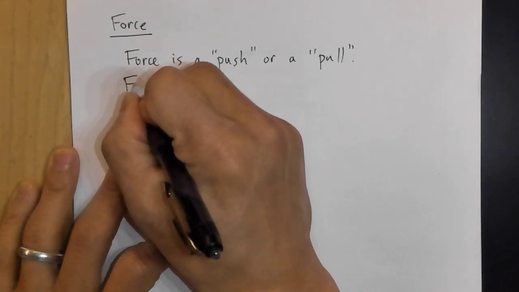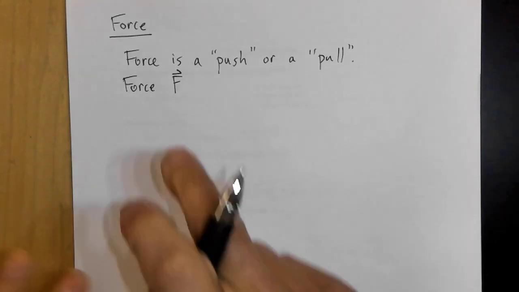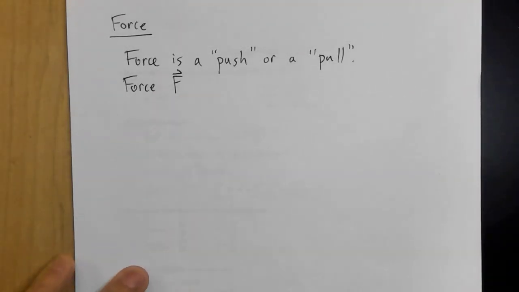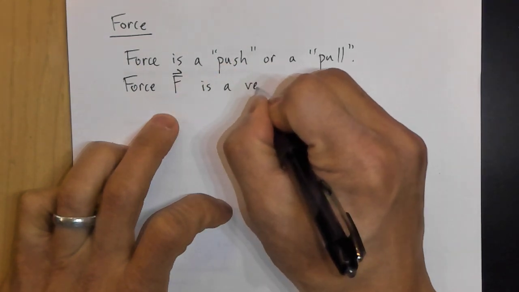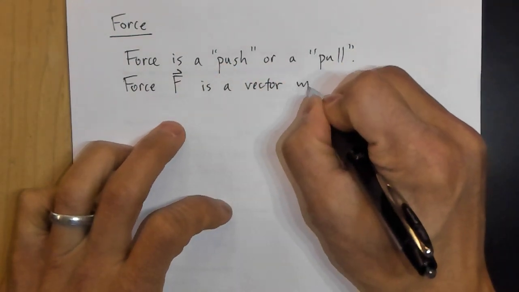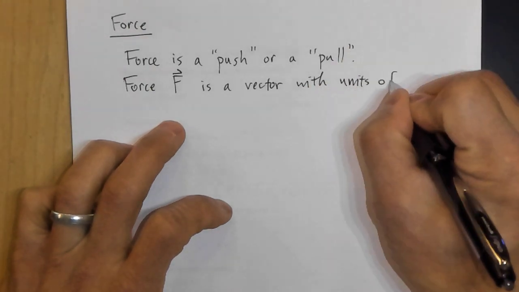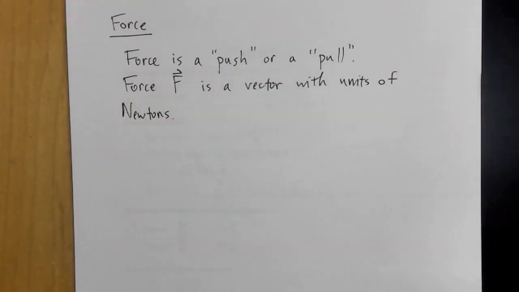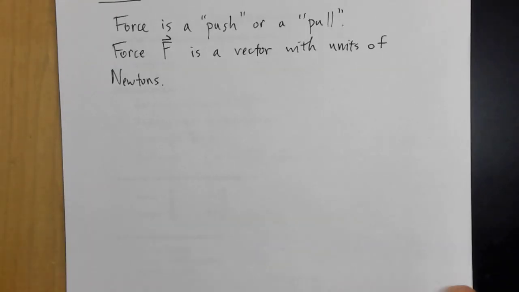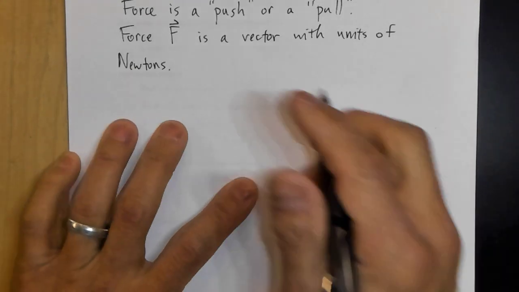So the force, which we will write as capital F, usually with some subscript to denote what force we're talking about. The force F is a vector with units of newtons, capital N, named after Sir Isaac Newton, whose name is going to appear all over this lecture because he did so much of this stuff in the 1600s in England.